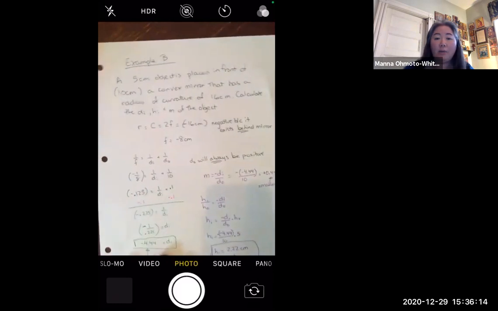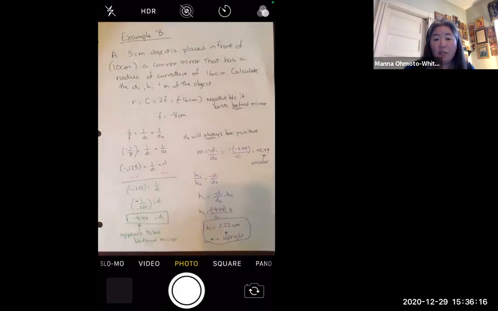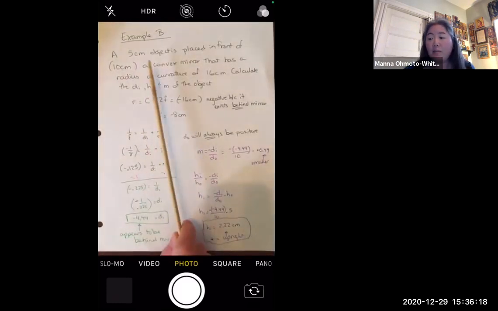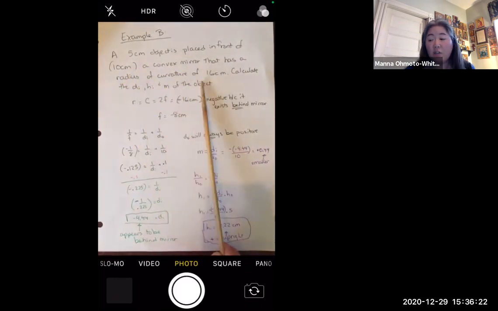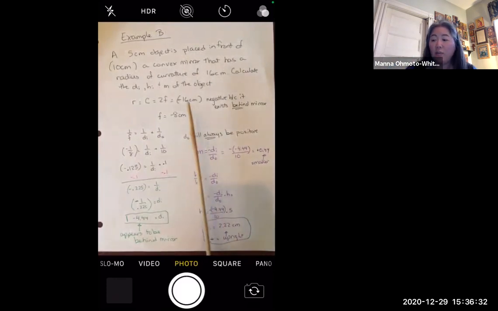Example B, now I'm looking at a convex mirror. Same 5 centimeter object, still 10 centimeters in front of a convex mirror, same radius of curvature of 16 centimeters, and now I want to see what that looks like in a convex mirror. It's as if I'm able to turn the mirror around and the shiny side is on the outside. So I have to remember that my focal point and my center of curvature are behind the mirror, and so they will be negative because they exist behind the mirror.